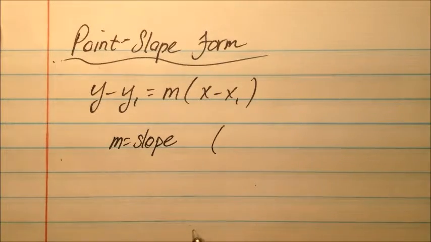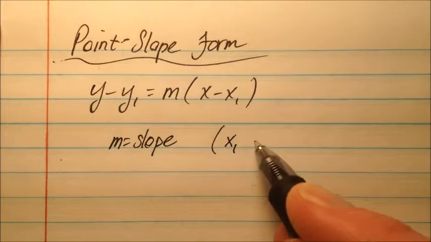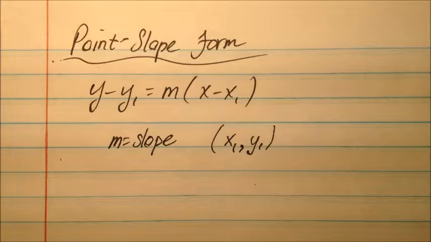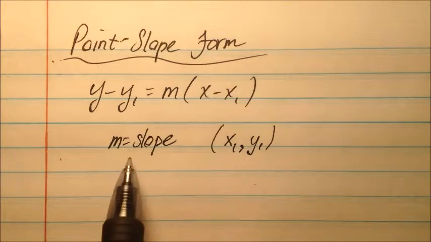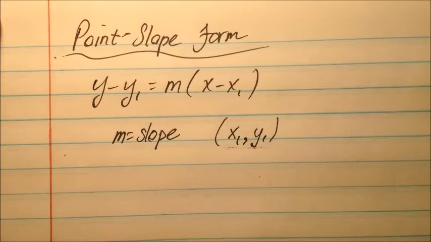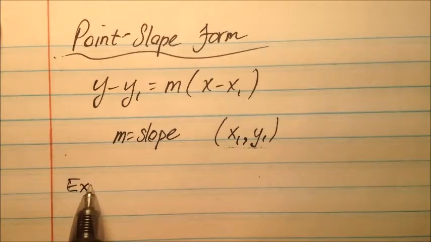But instead of having to have the y-intercept like you do in mx plus b, you actually just have to have any point you want. So x1 and y1. So for point-slope, you need a point and you need the slope. Hey, imagine that. So we can do an example, something like this.